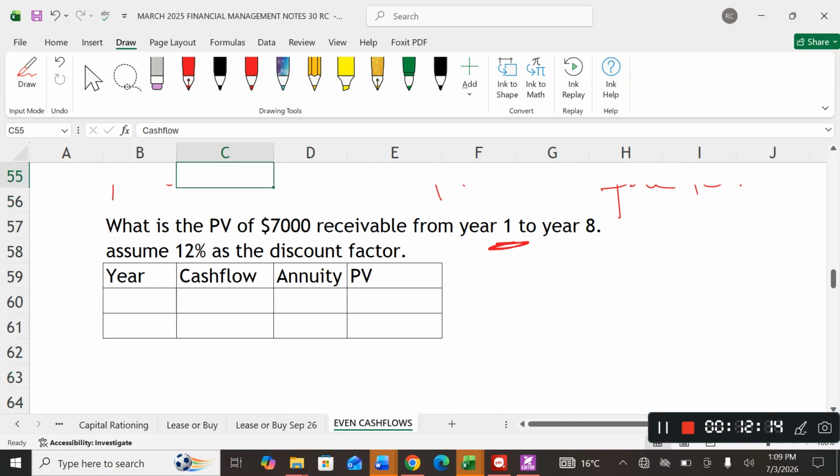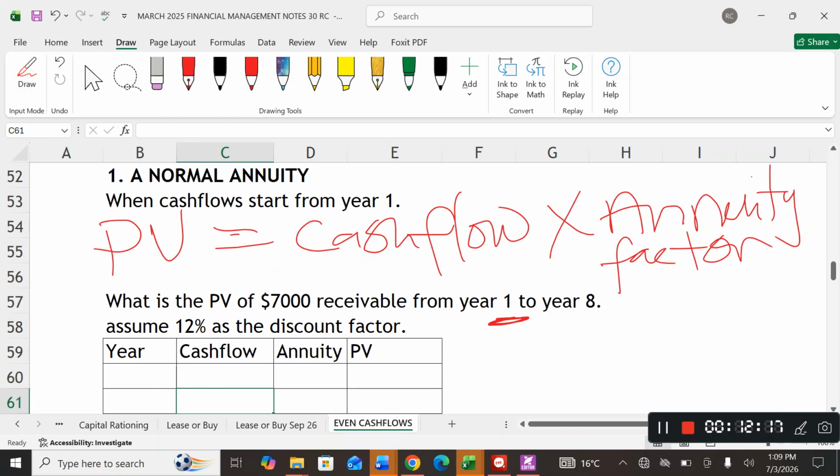All right, I'm going to indicate that my cash flows are year 1 to year 8 here. Year 1 to 8, cash flow is 7,000 per year. And my annuity factor equals open bracket 1 minus open bracket 1.12, because my discount factor is 12%, 1 plus 12% to the power minus final year, which is year 8, close, divided by 0.12.